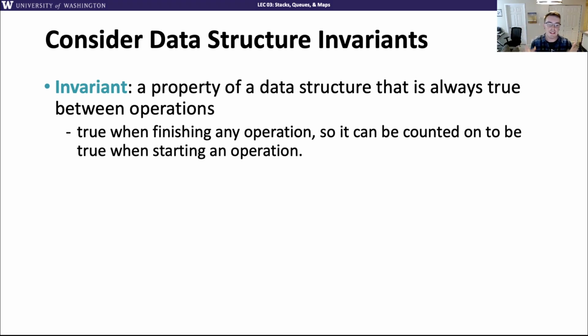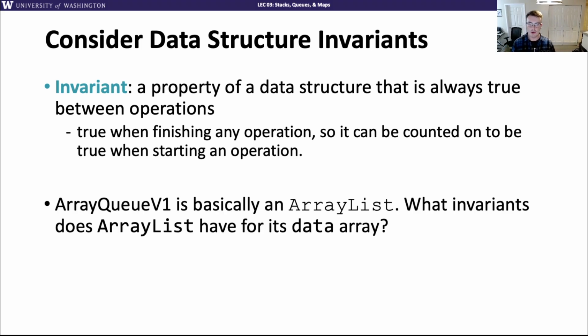We can also use this idea of invariants when thinking about how we organize our data in a data structure. So our array queue that we just thought of has the exact same invariant as an array list. We basically just redescribed how to use an array list, and I'm using it in a queue context where we just remove from the front. What invariant does an array list have for its data array?